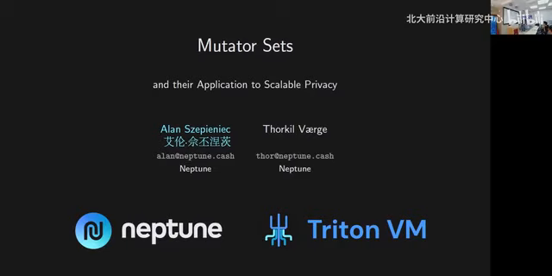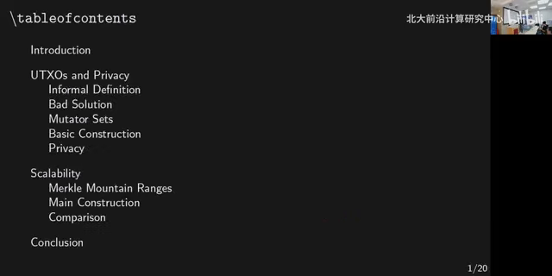One of the selling points of Neptune is scalable privacy, and that's the topic of this talk. Mutator sets is a key technological component alongside TritonVM, and it is responsible for our claim to scalable privacy. And so that's what I'm talking about.